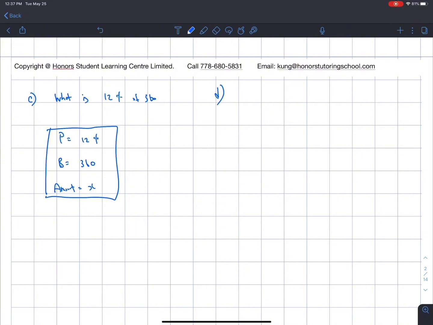D. 60 is what percent of 350? So we don't know the percent, so this will be x percent. It's always going to be of the base, so the base is 350 and "is" the amount, so the amount is 60.